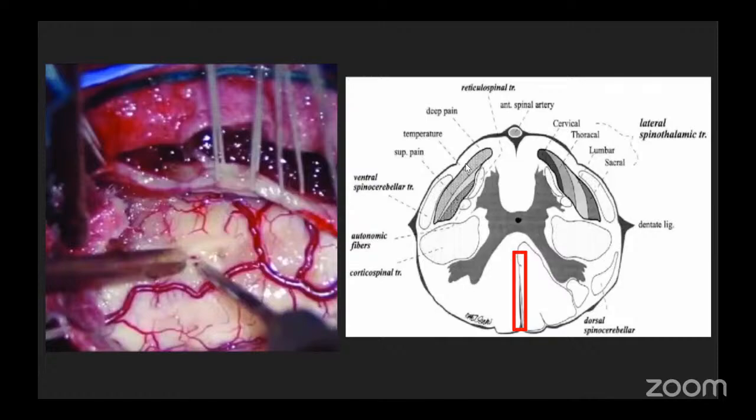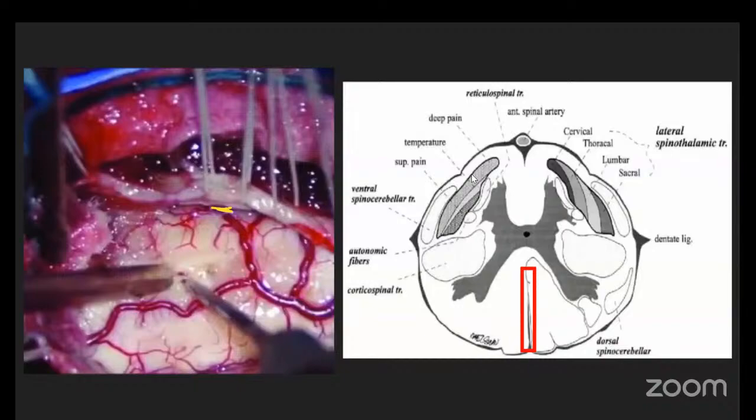Let me draw. The root is somewhere here. These are the tech-ups, by the way. These are not roots. Sorry, who is this? Please introduce yourself when you talk. Yes, madam, continue. So when the roots are leaving the thecal sac, they are visible.